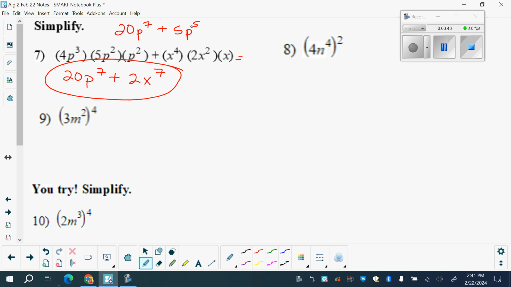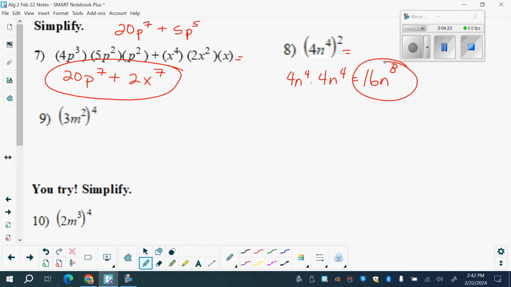Okay, so what do we do on number 8? So you could write it twice. You could write it as 4n to the 4th times 4n to the 4th, which gives you 16n to the 8th. However, sometimes we have a number that's maybe big there. Say that was a 6 instead of a 2. We'd rather not have to write that out 6 times. So how can we do this without expanding it like this? What would we do with the exponents and then that coefficient that's in the front?